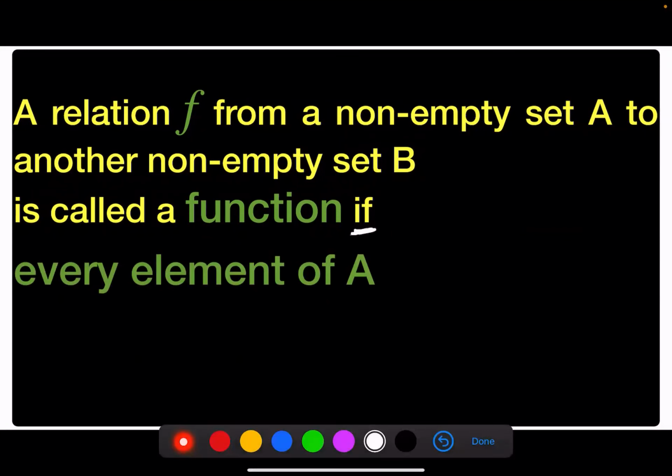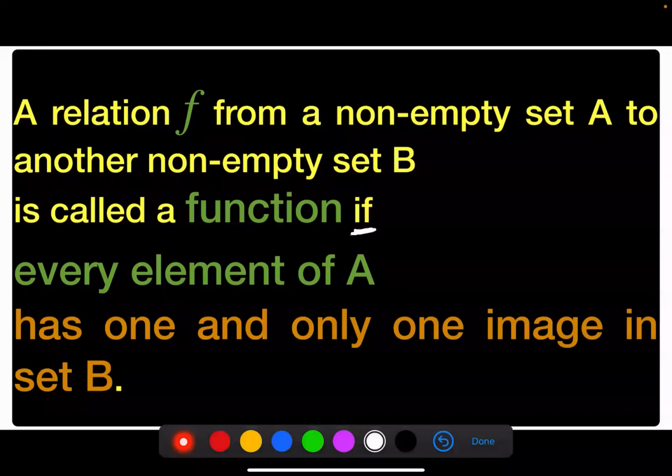Okay, so you have every element of A. Okay, so यहाँ पर क्या है, रिलेशन में we are not interested in all elements. Remember, we can actually leave out certain elements in relation, but when it comes to function, हम ऐसा नहीं कर सकते. So we have to go with every element of A. So we have to take every element of A has one and only one image in set B.